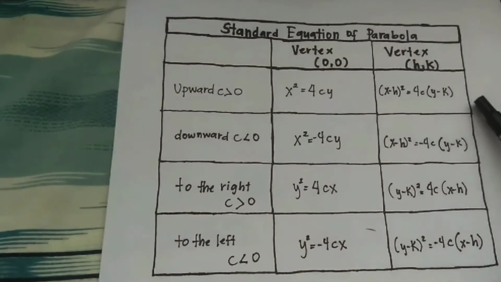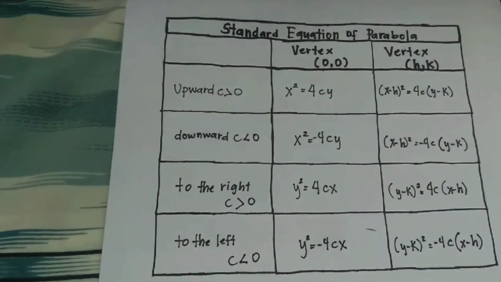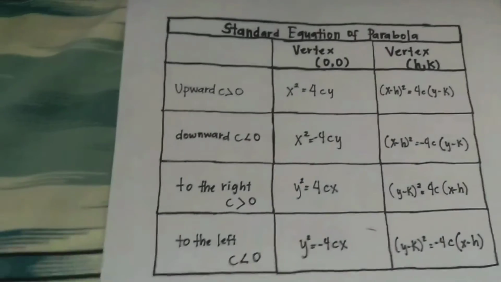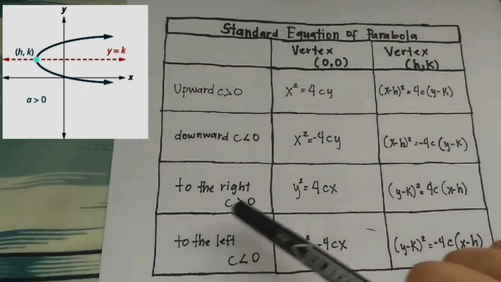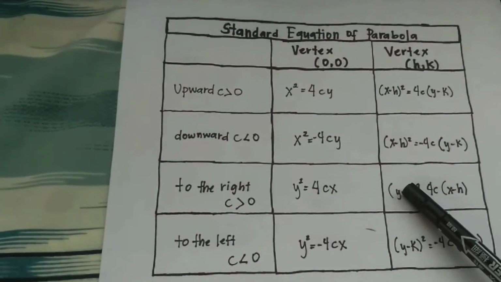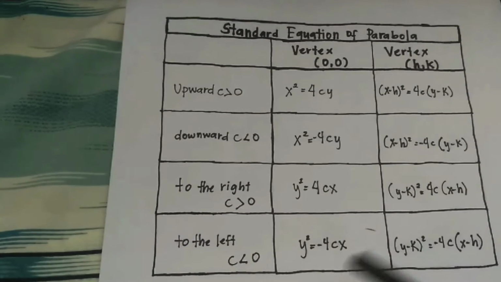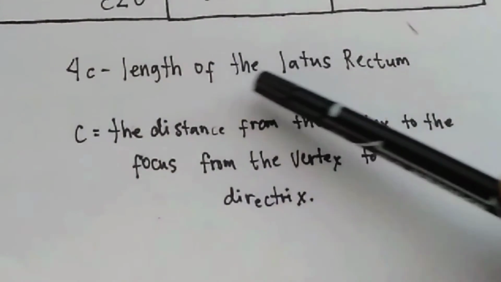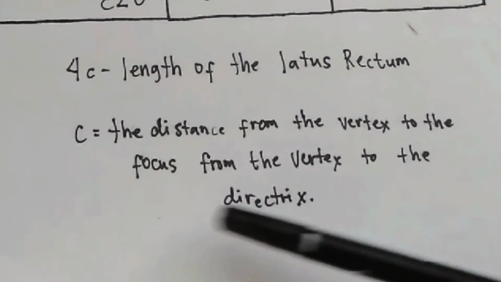These are the equations of the parabola if the opening is upward, because c is greater than 0. These are the equations of the parabola if the opening is downward, because c is less than 0. These are the equations of the parabola if the opening is to the right, because c is greater than 0. And these are the equations of the parabola if the opening is to the left, because c is less than 0.